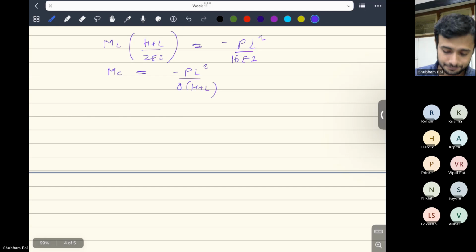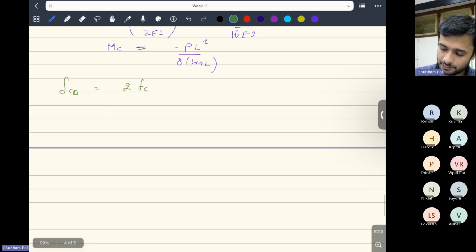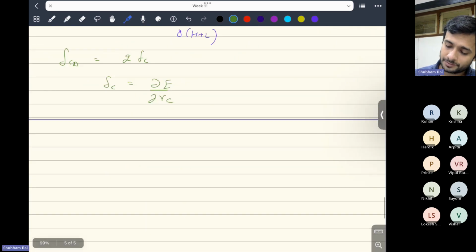So finally, you can just write delta of CD will be equal to twice of delta of C, right? So how will you find delta of C? That is the displacement at C. So that will be del E by del VC, because delta is the corresponding displacement related to shear force. So you have to differentiate with respect to the shear force at C. So let's do that.